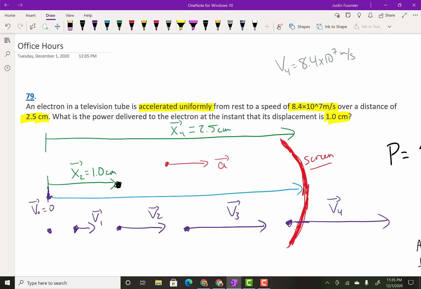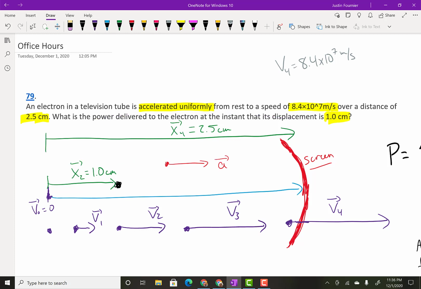Okay, then it says from rest to a speed of, so it starts at rest, right? So that means the initial velocity is 0. That's why I got the initial velocity 0 here on my diagram that I drew. To a speed of something nearing the speed of light, 8.4 times 10 to the 7 meters per second. I wrote that here. I'm calling it V4. I'll tell you why in just a moment. Over a distance of 2.5 centimeters. So I got that distance here.